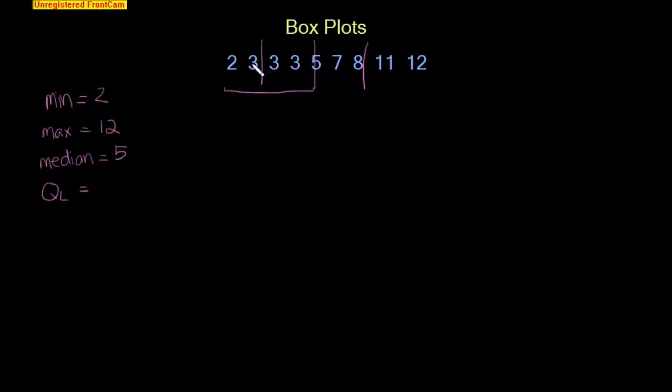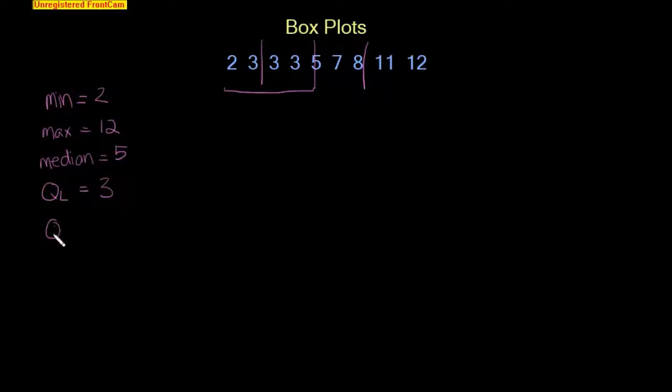Now, because we don't have it on a set value like our median, which fell on 5, this one falls in between 3 and 3. So the average of 3 and 3 is just 3. So there's our lower quartile value.